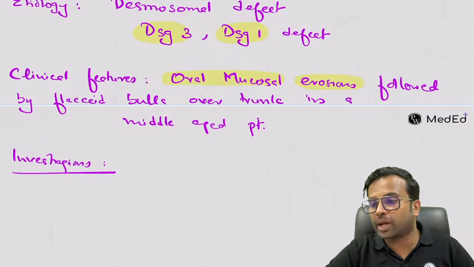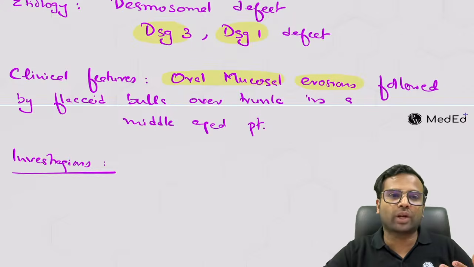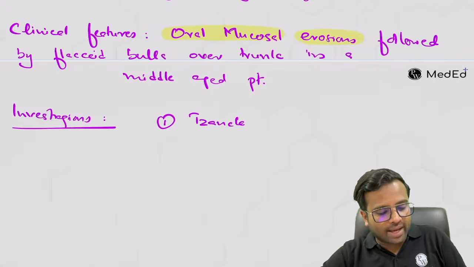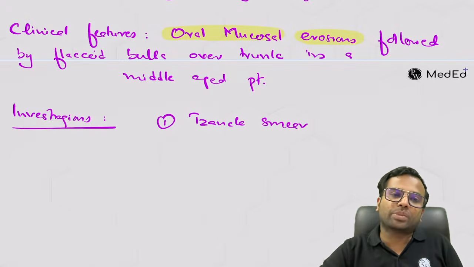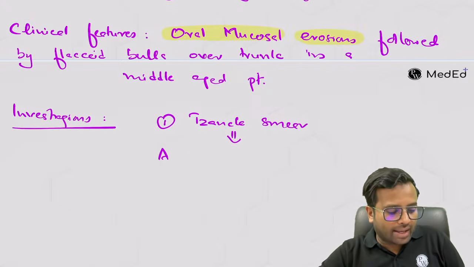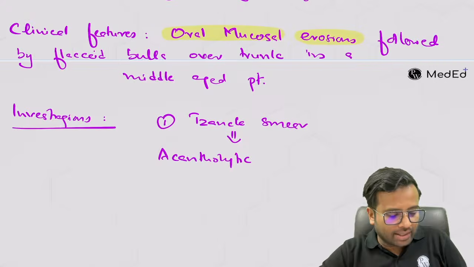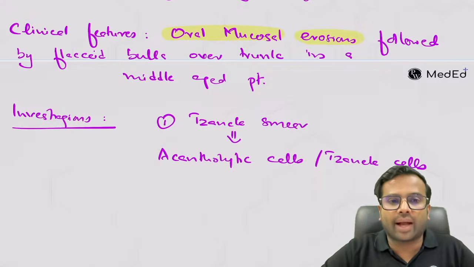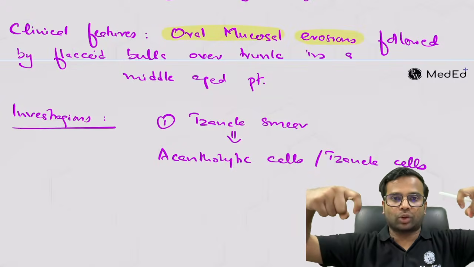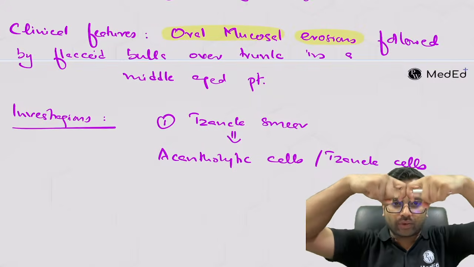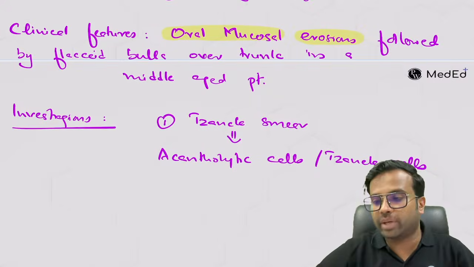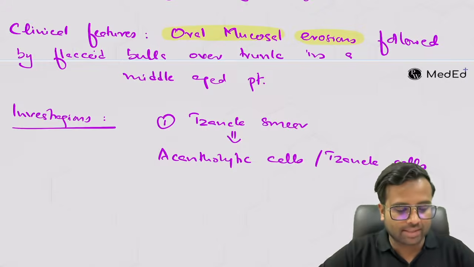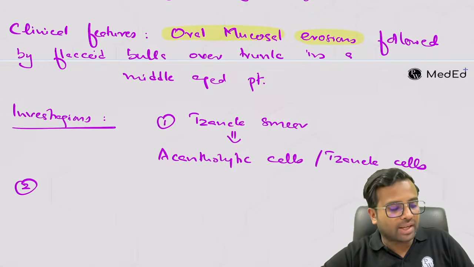What are the investigations that you can do? Anyone? Have you read about pemphigus already? What investigations can you do? One investigation is a Tzanck smear. So when you do a Tzanck smear, what you can see is acantholytic cells or Tzanck cells. Acantholytic means, acantho means keratinocyte. When the keratinocytes get separated from each other, that is what we call acantholytic cells. That is one. What is the other investigation that we can do?